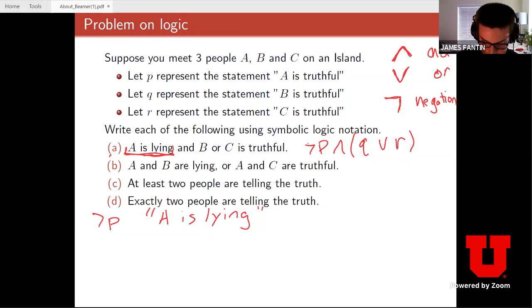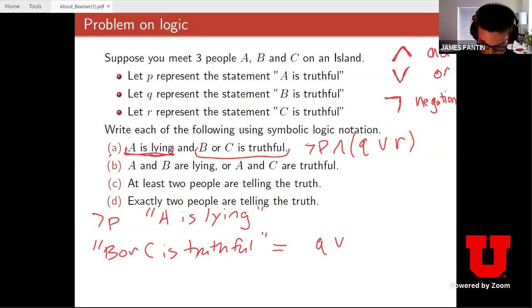And then we've got this other part of our statement that B or C is truthful. So we can represent that. B or C is truthful is really the same as saying that B is truthful or C is truthful. So we can turn the statement that B or C is truthful into Q or R.